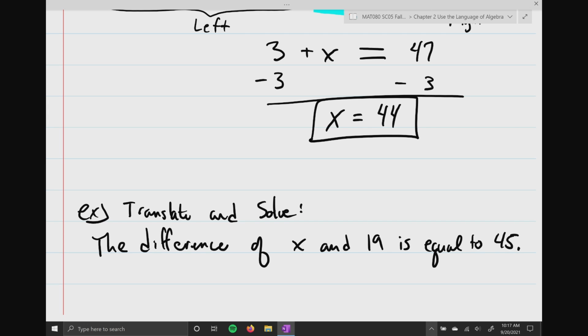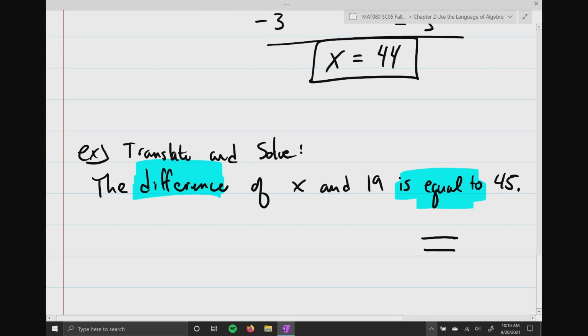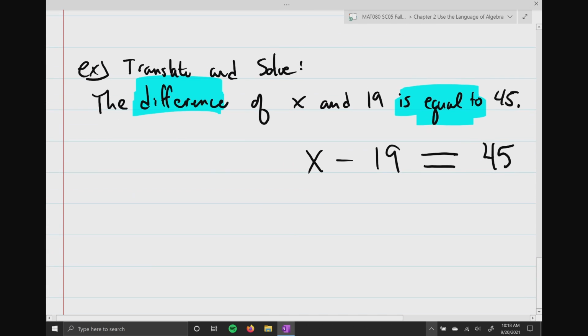So, what are the key words in this problem? Difference, that's one of them. So I'm going to highlight that. Are there any other keywords? Yeah, it is equal to. So I know I got an equal sign. On the right-hand side is going to be 45. Now on the left-hand side, we got the difference of x and 19. Well, difference means subtraction. And what am I subtracting? X minus 19. Perfect.